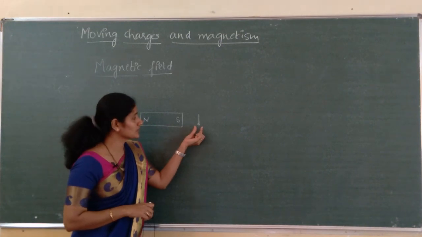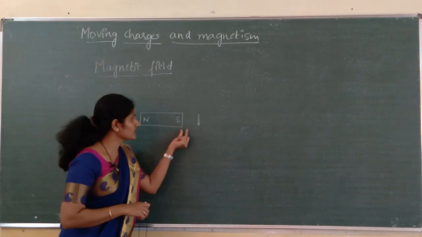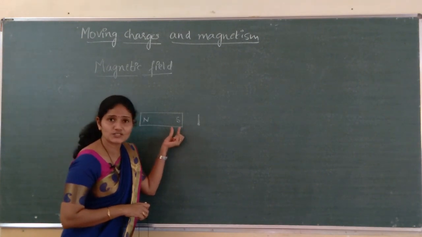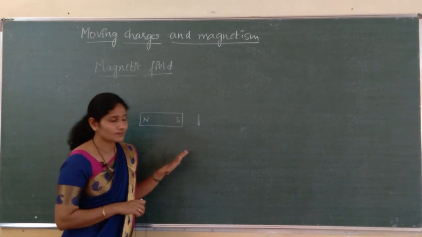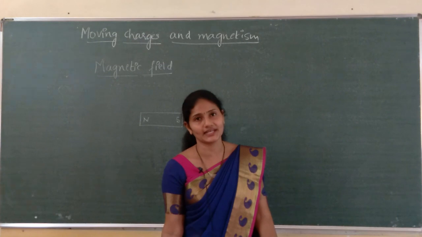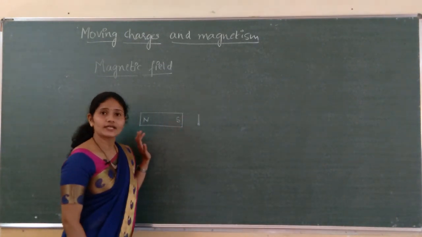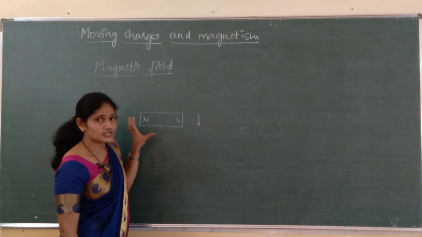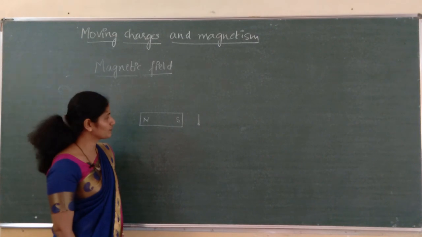Who is exerting force on this nail? Because there is no physical contact between this bar magnet and the nail. Still it is experiencing force. And the question is, who is exerting force on the nail? For that, you have to study magnetic field. What is that magnetic field?